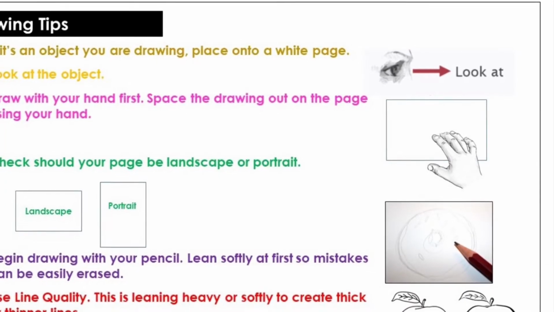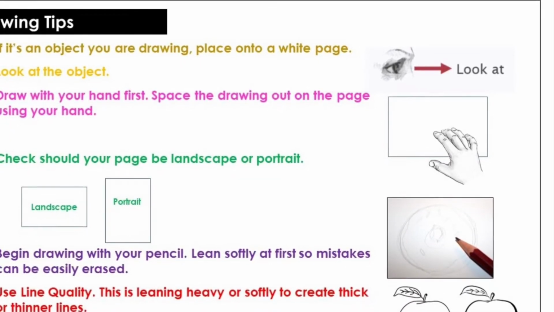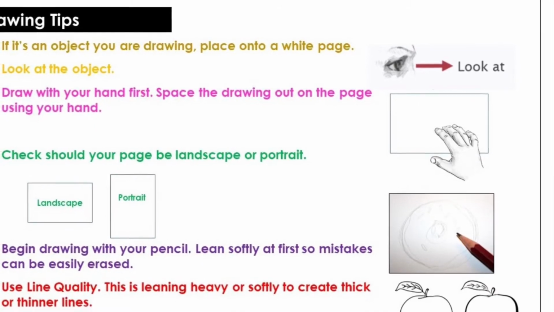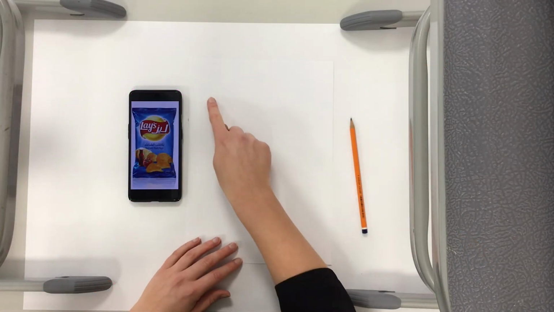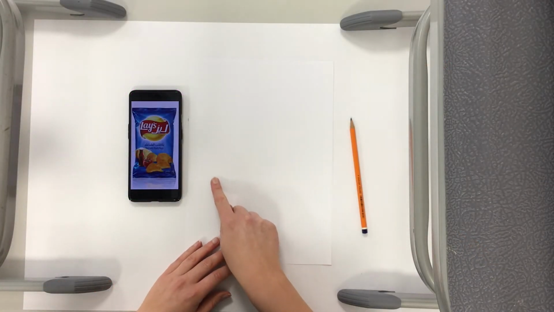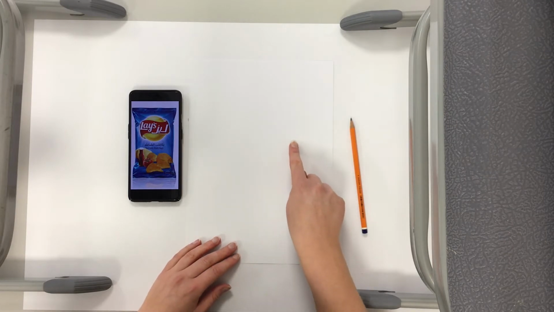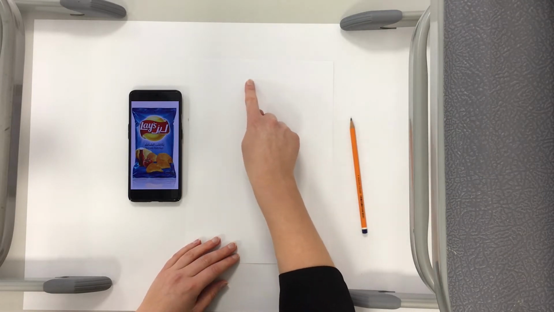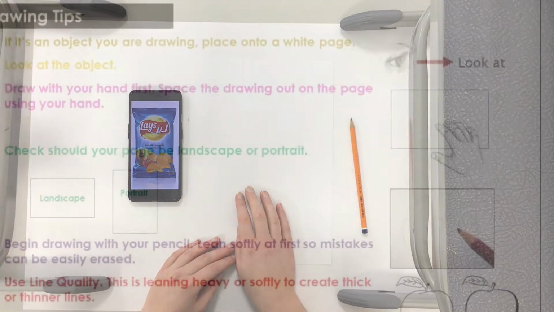The next rule is draw with your hand first. Space the drawing out on the page using your hand. So I've taken my page here and I'm spacing the drawing out. Where do I think it will fit? This is a handy tip for you to try and imagine actually what your drawing is going to look like.